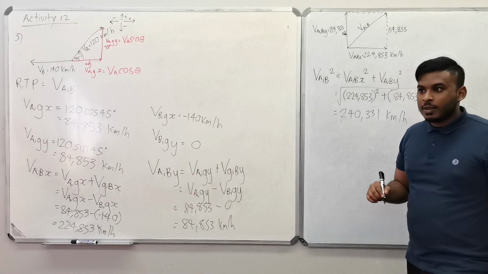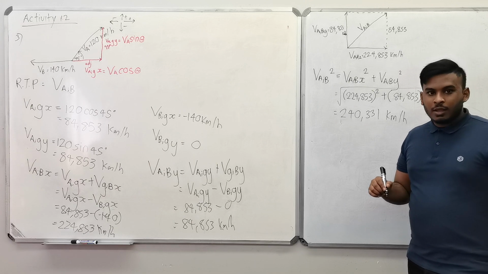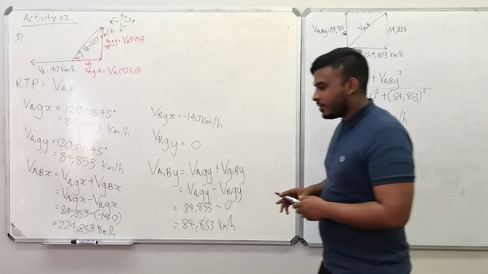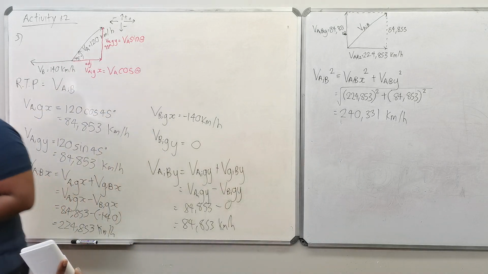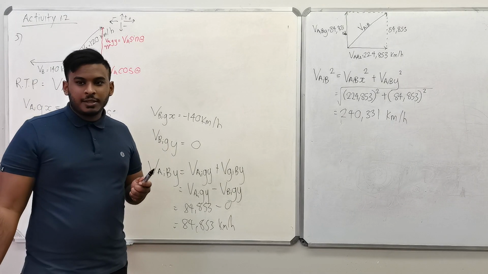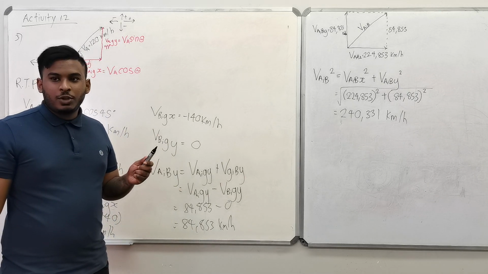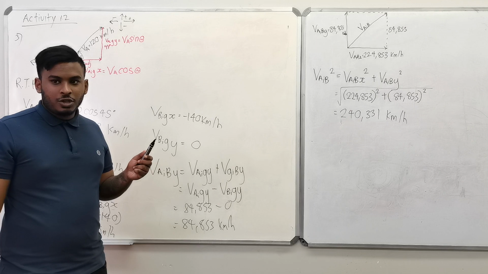I'm not sure. I got 230.53. Yeah. I got 240.331. Something not right there. But maybe you took it to 2 decimals. No, I took it to 3. You sure? Yeah, it was 853, yeah.